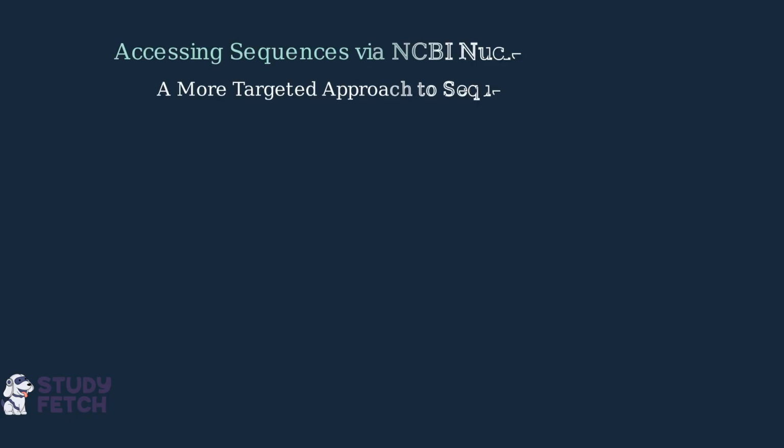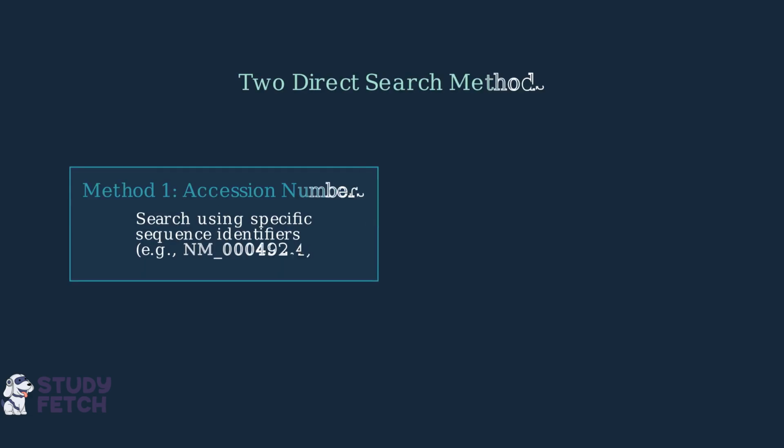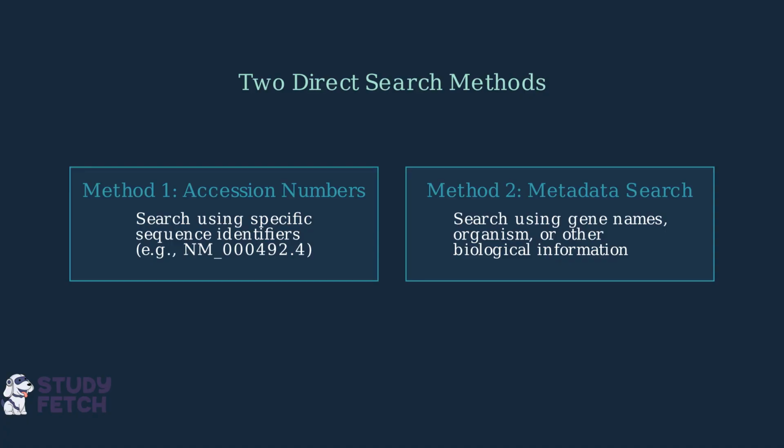There's another way to access GenBank sequences, directly through the NCBI nucleotide database. Instead of going through the gene database first, you can search NCBI nucleotide directly using two main approaches. The first method uses specific accession numbers when you know exactly which sequence you want. The second method allows you to search using biological information like gene names or organism details.